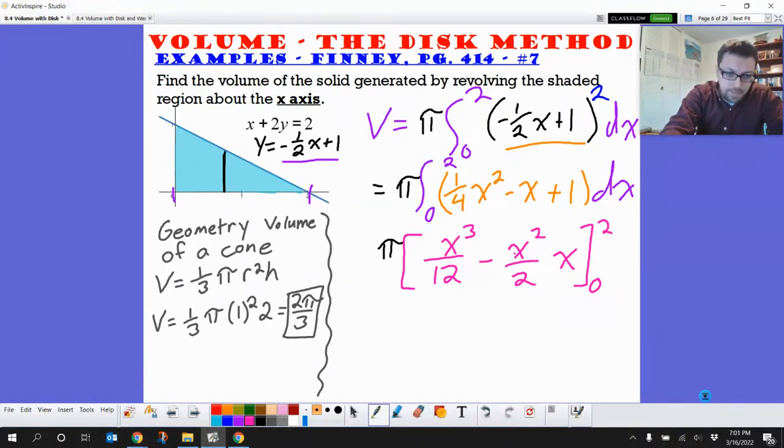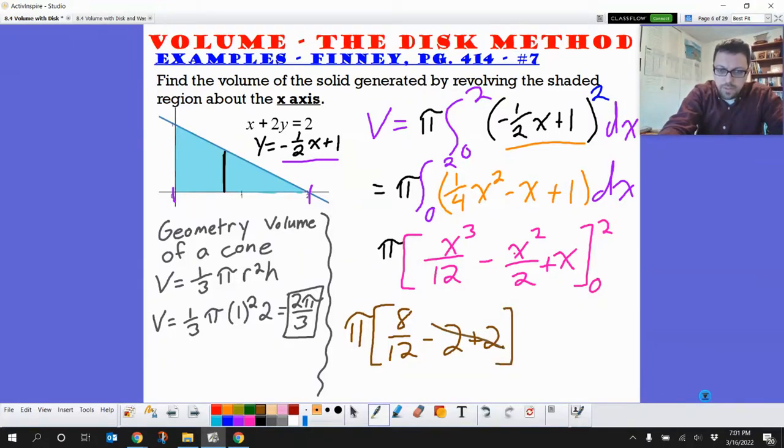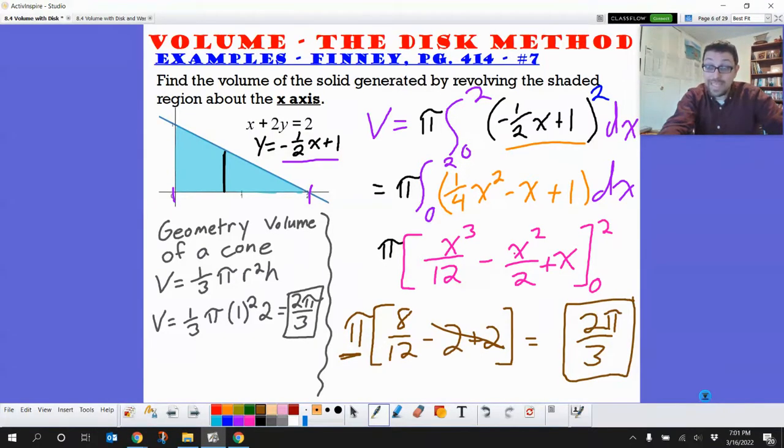Great. So now let's just do the fundamental theorem of calculus, top minus bottom. So that's going to be a pi multiplied by our top value, which is 8/12, minus 4 divided by 2, that is 2. Oh, where did my plus go? Should be a plus right there. Plus 2. Well, those two zero out, so those are gone. 8/12 simplifies to, oh my gosh, it's 2/3. And then we've got this pi from right there. It's the same thing as what the geometry kids got. Sweet.